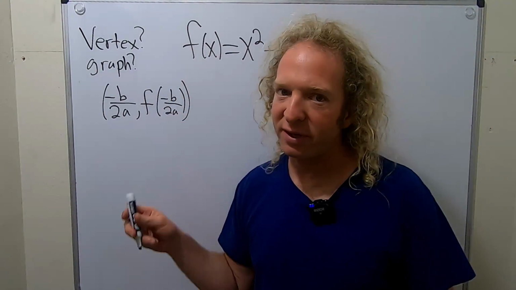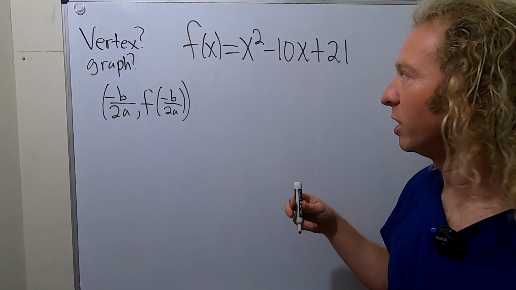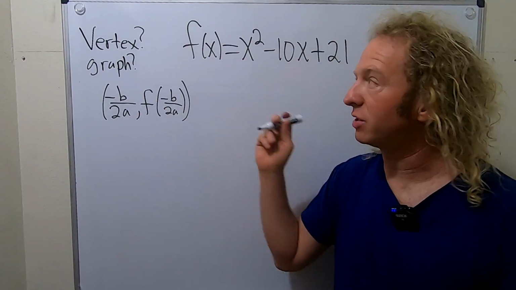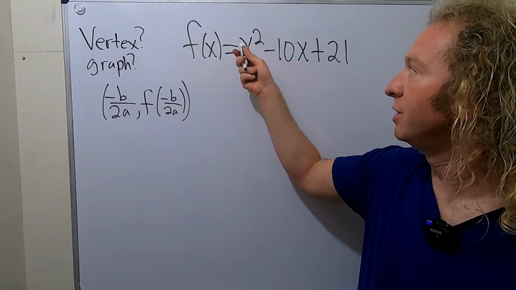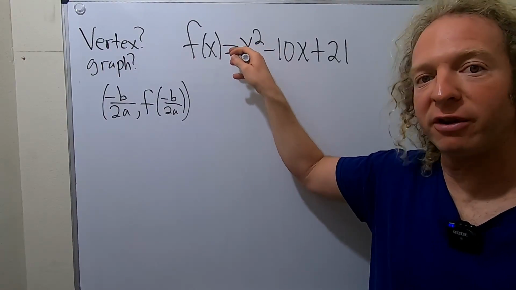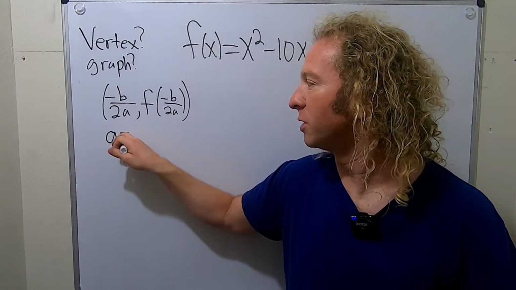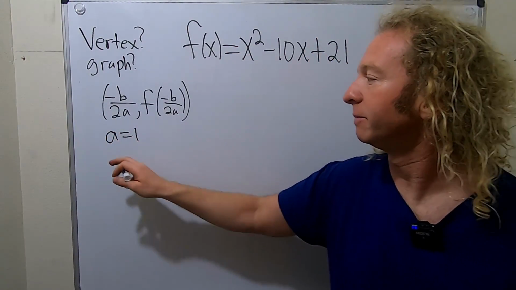A and B are the same as from the quadratic equation. There's no C, by the way. It's just A and B. So A is the coefficient here, so A is 1. Right? There's a 1 here in front of the x squared. So A is 1 in this problem. And then B is negative 10.